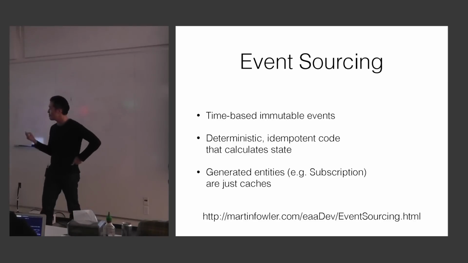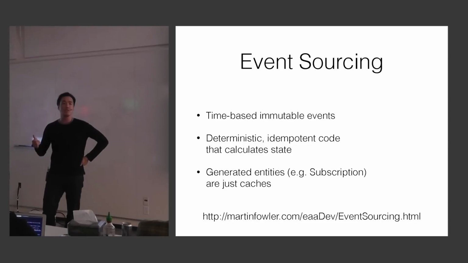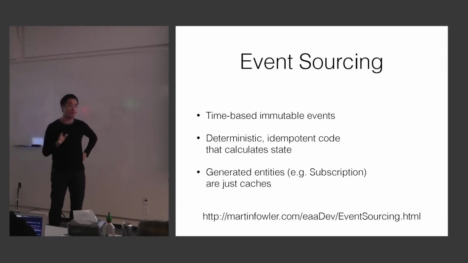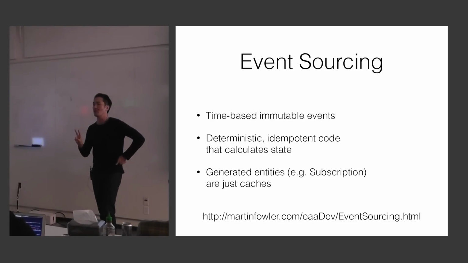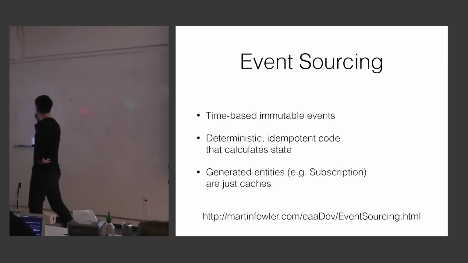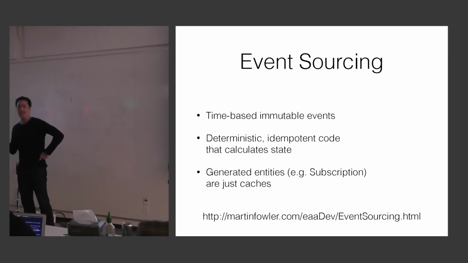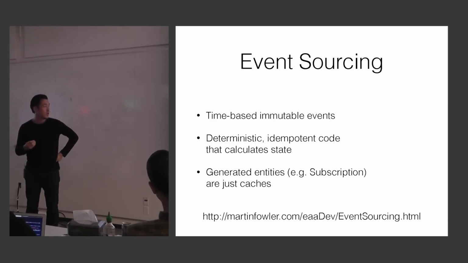And then you have the deterministic idempotent code that calculates state. Deterministic meaning if you run it twice in a row, it will always return the same result. And it's idempotent, this is super important in object orientation land, meaning you can run it twice in a row, it won't fire off anything you don't want to fire off twice. And then generated entities are actually just caches. They're just a local calculated state that you saved.